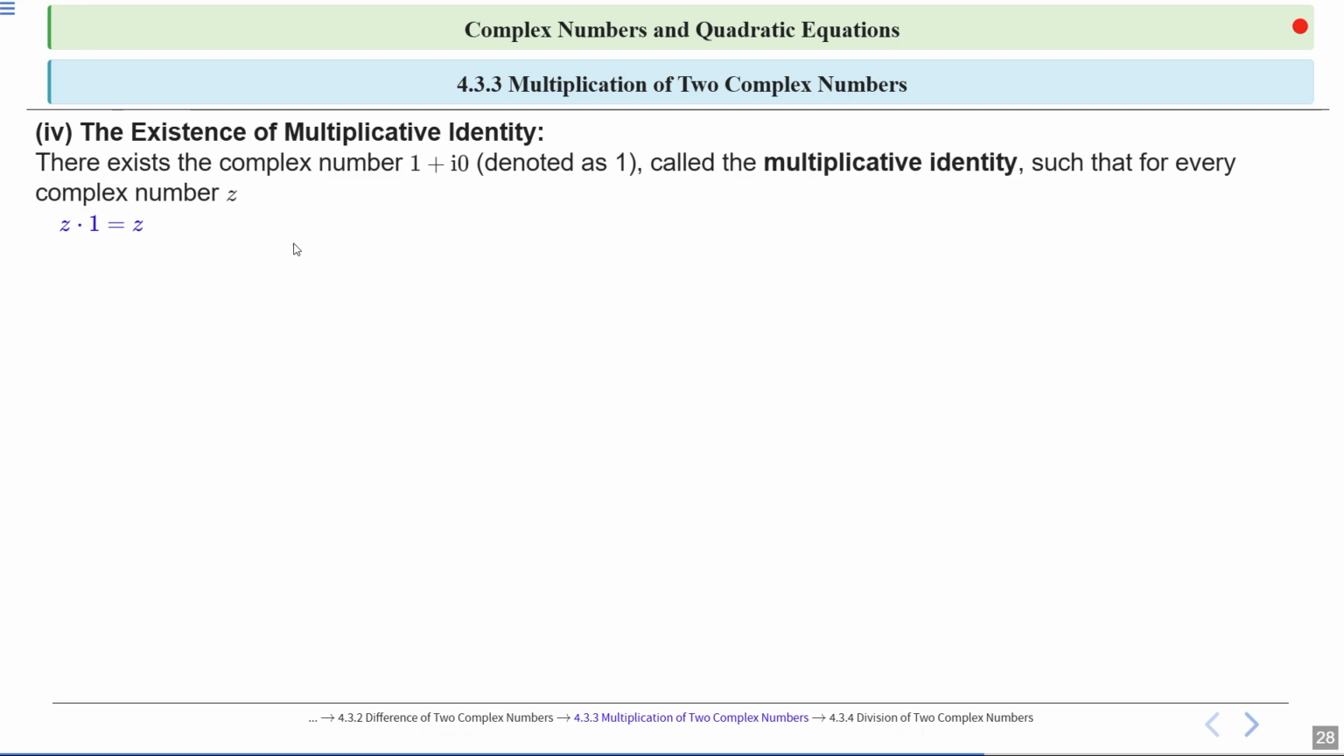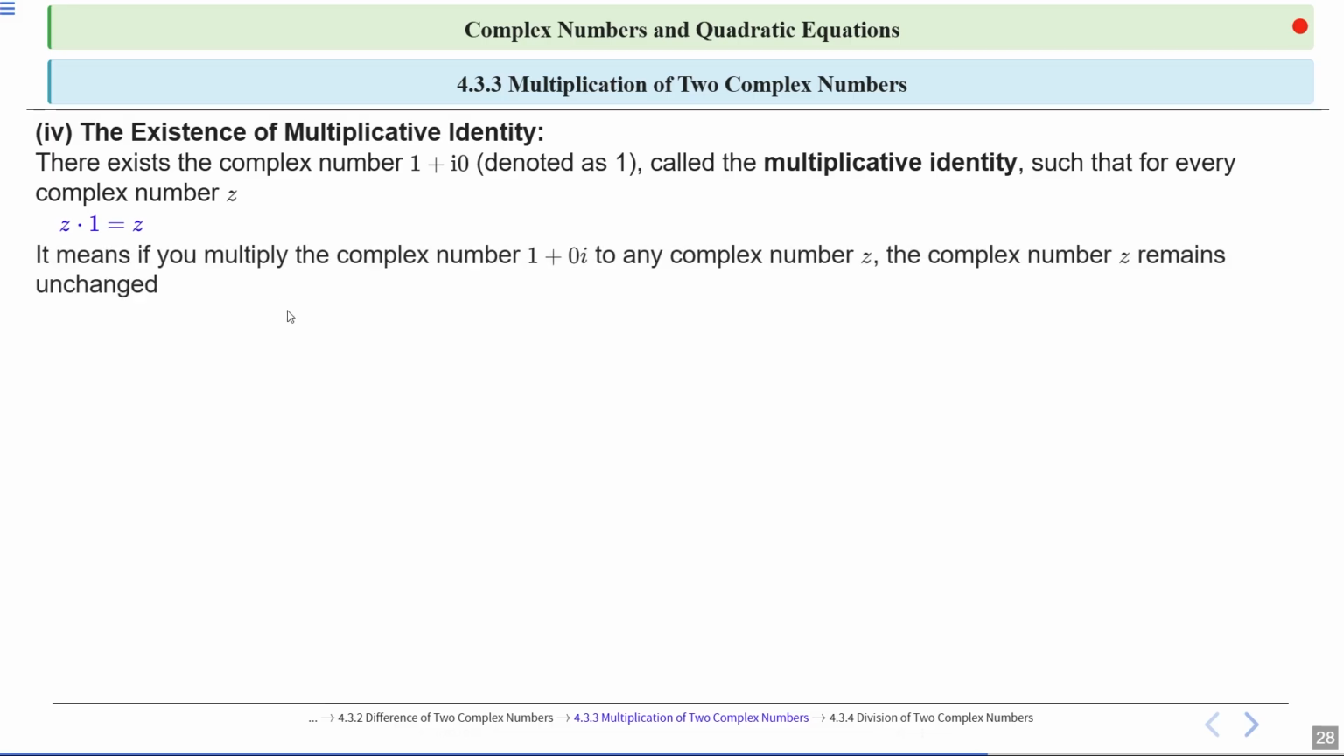So there exists the complex number 1 plus iota times 0, denoted as 1, called the multiplicative identity, such that for every complex number z, z times 1 equals z. It means if we multiply any complex number z by 1 plus 0 times iota, then the result is just z itself. The value of z does not change.